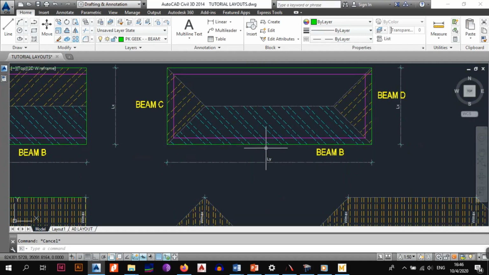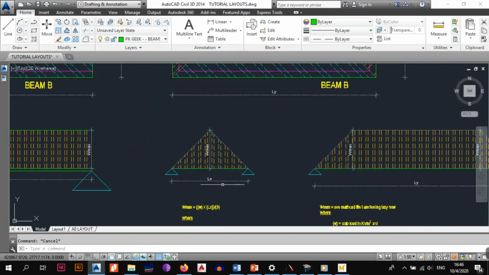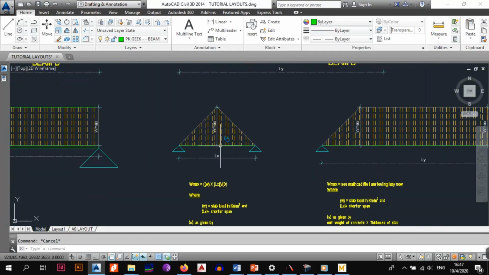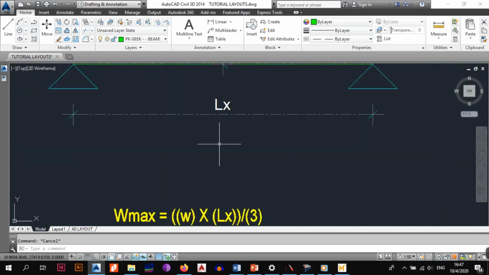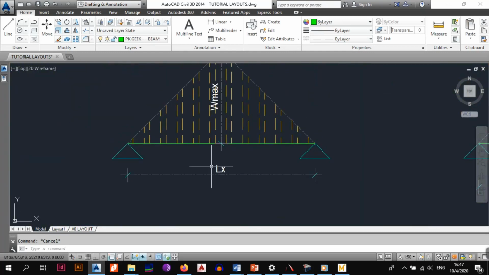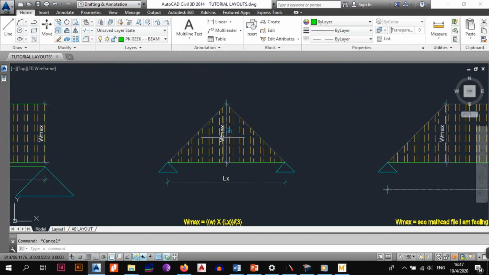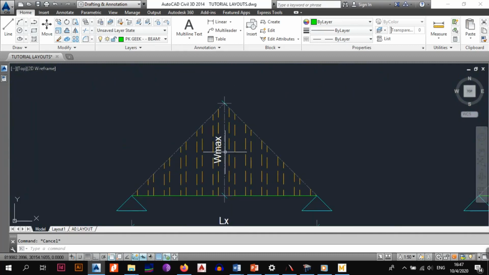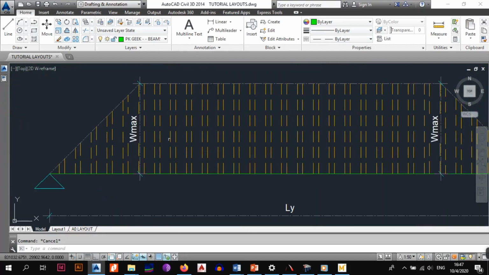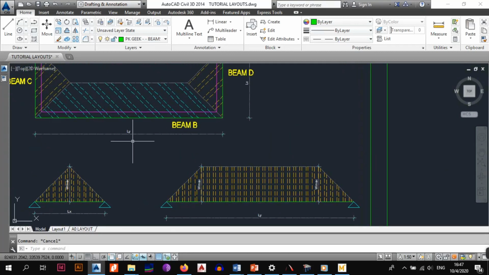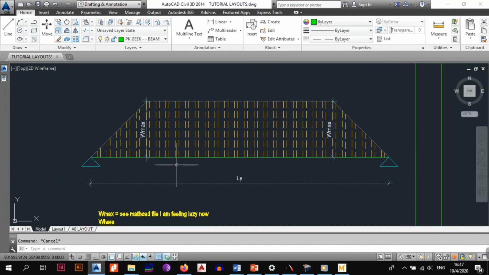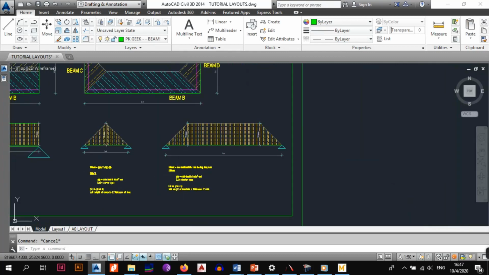So how do those loads now represent them? They are in elevation. So in elevation for beam C, this is how beam C would look like. Its length, the span of beam C, would obviously be equal to Lx, and then the load on it will be W max, and also for beam B, the span will be equal to Ly, because that is the longer side, and then the maximum value for the load will be equal to W max, which is now given by these formulas.